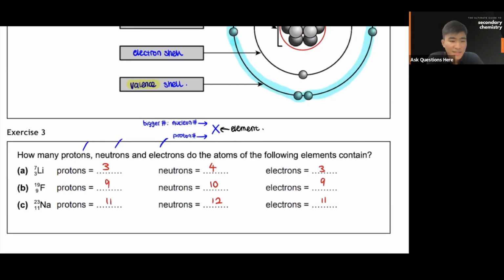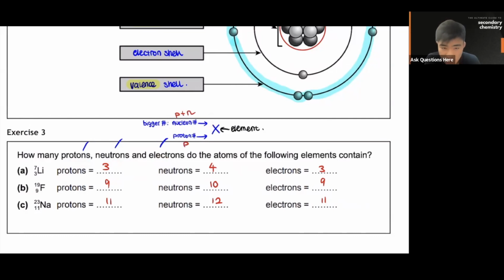Okay, so time already. Let's look at the question itself. We are asked to find out what is the proton, neutron, electron number. Very simple question. How do we do that? We need to first understand that the number on top, which is the bigger number, belongs to the nucleon number. Nucleon number, once again, what does it consist of? Proton plus neutron.